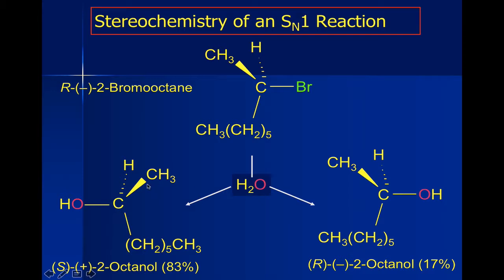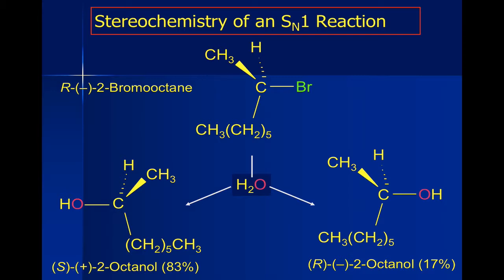Okay, and you end up with S-2-octanol in 83%, and you end up with R-2-octanol in 17%. This is not 50-50. It looks like we went through some inversion, right? So we have the R stereochemistry here, and the majority of the product is actually the S stereochemistry. Does that mean that this reaction was going through both an SN1 and an SN2 reaction? No, it was completely going through an SN1 reaction.